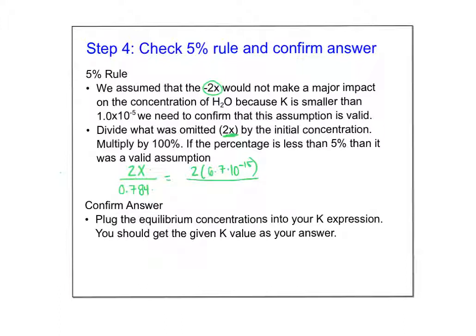So I plug that in. And then we'll times it by 100 to make it a nice percent. And so what I get is 1.72 times 10 to the negative 12th percent. That is way less than 5%, so the omit is valid by the 5% rule.